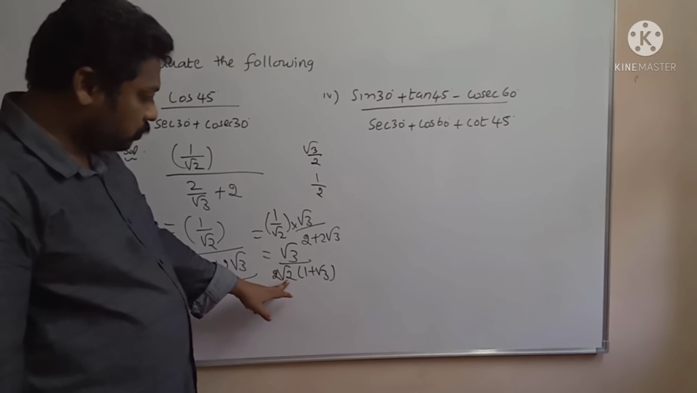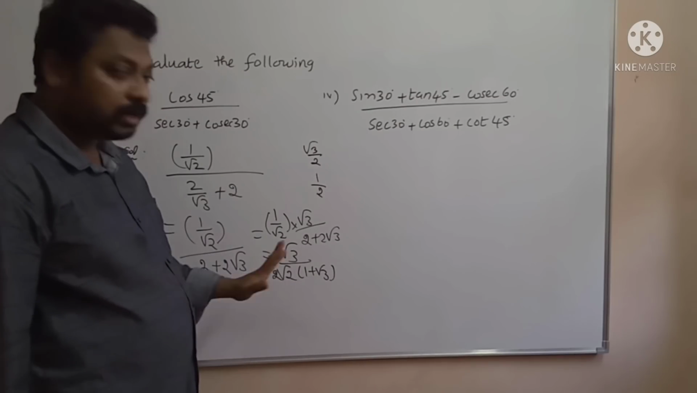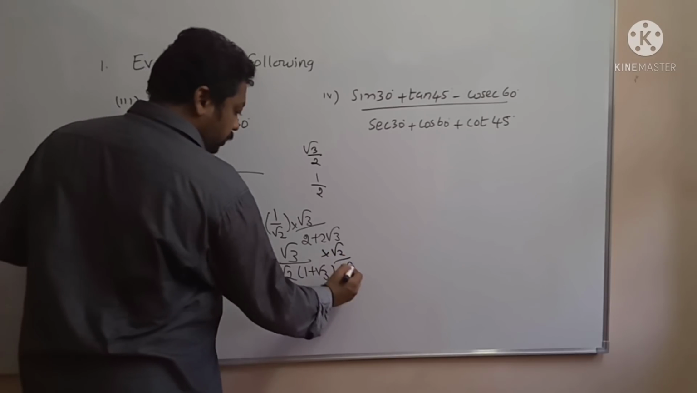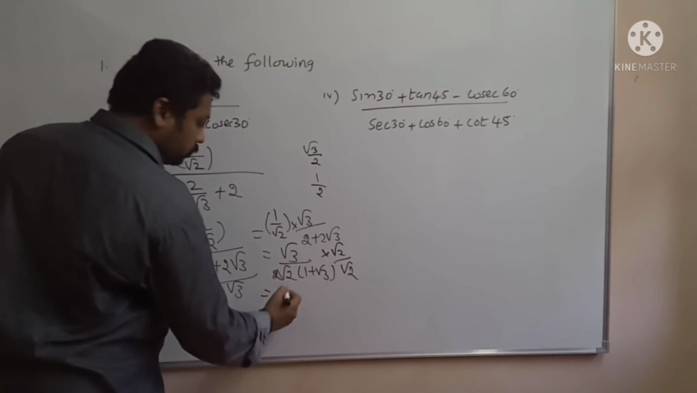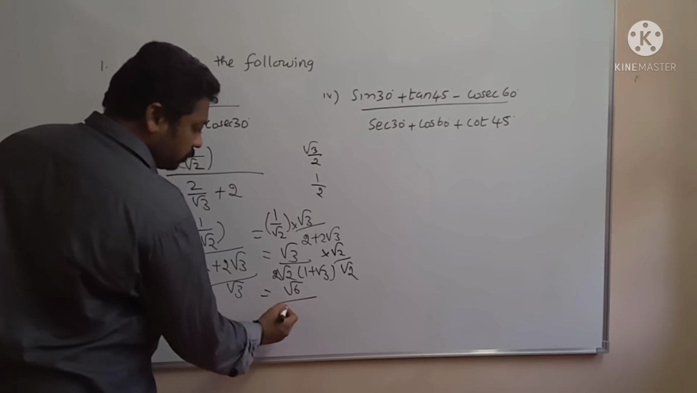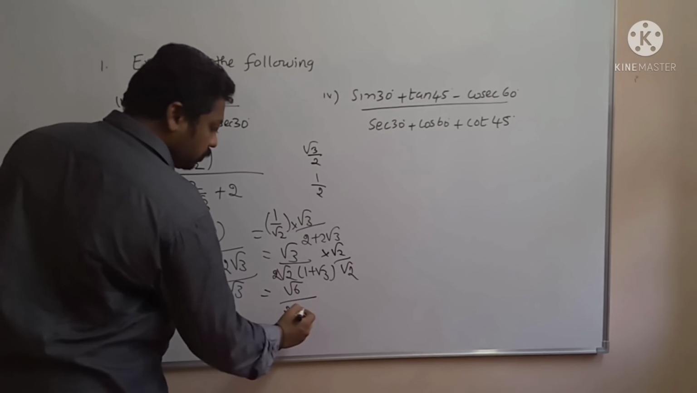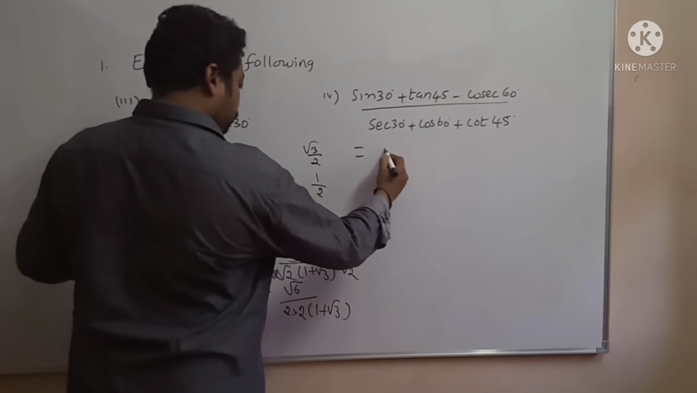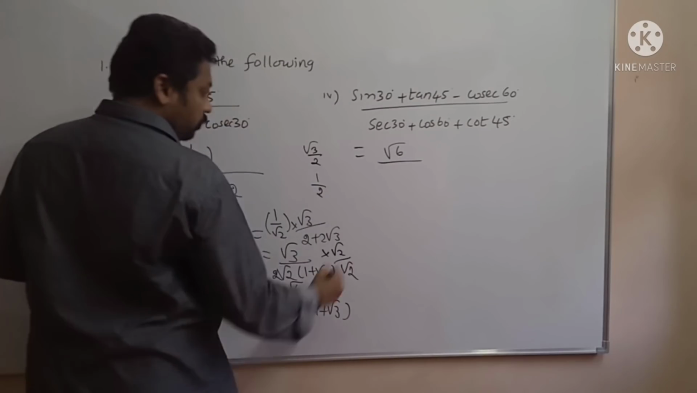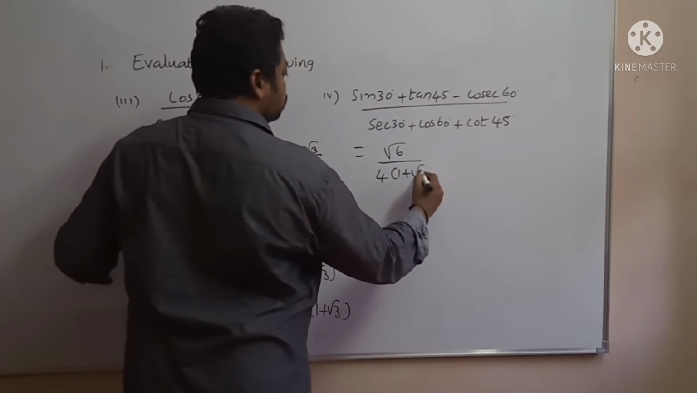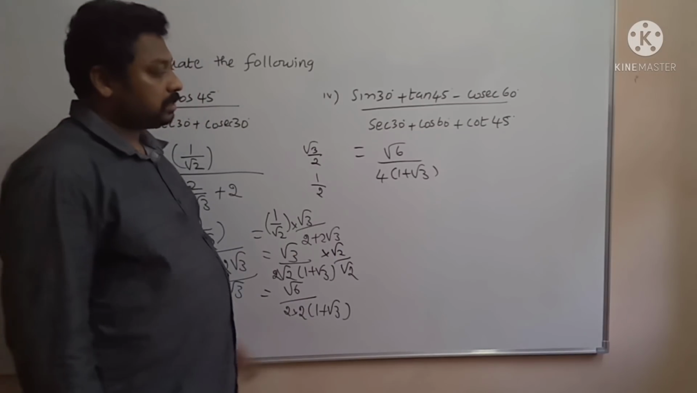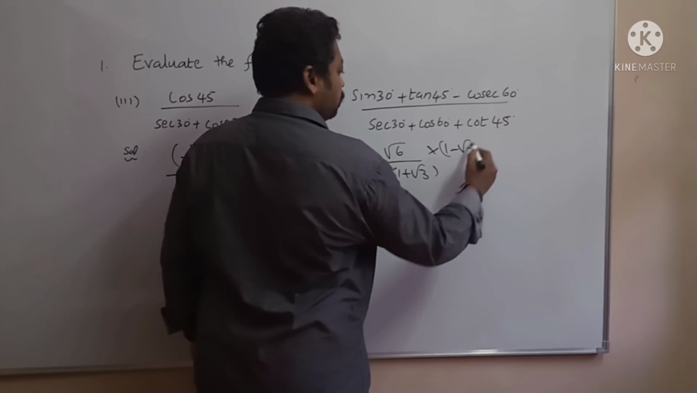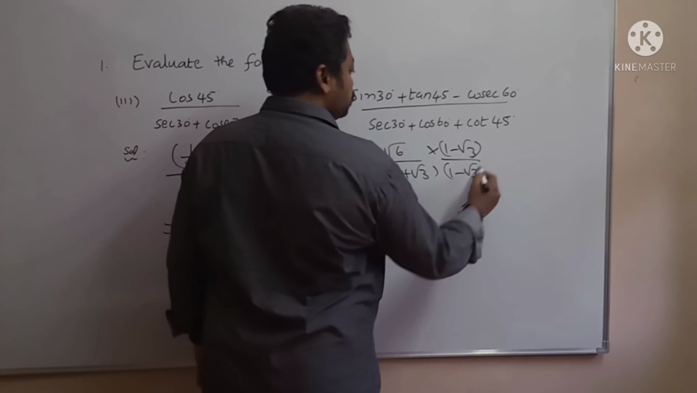So the denominator has root 2 in product and root 3 plus 1 in addition. Okay, so now I multiply by root 2 and divide by root 2. So root 3 into root 2 is root 6 divided by, so 2 into root 2 into root 2, it is 2 into 1 plus root 3. Okay, so what we get, root 6 divided by 4 into 1 plus root 3. Again I am rationalizing 1 plus root 3. So I am multiplying by 1 minus root 3 and dividing by 1 minus root 3.